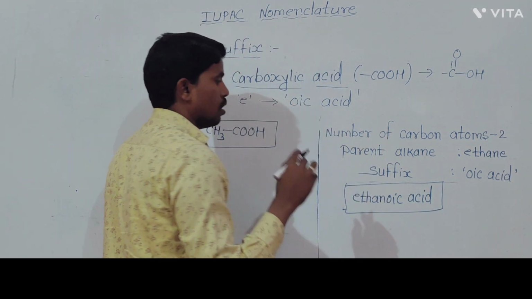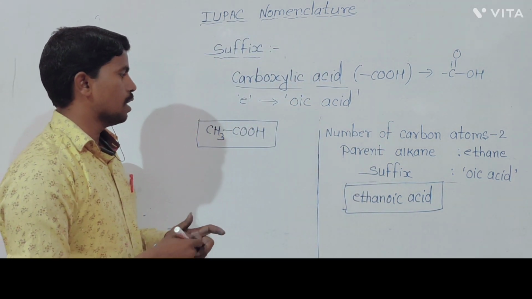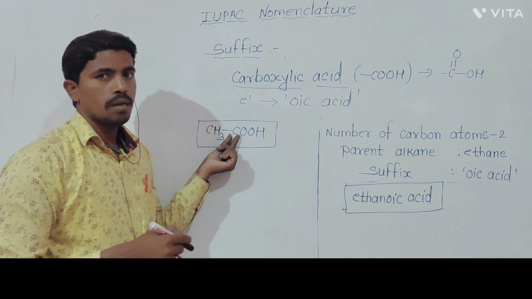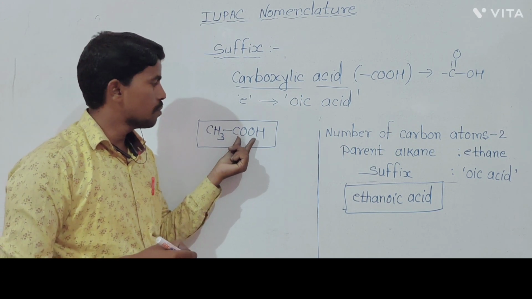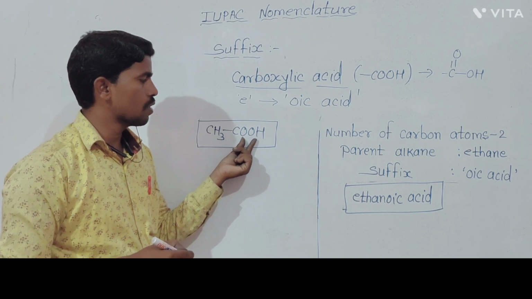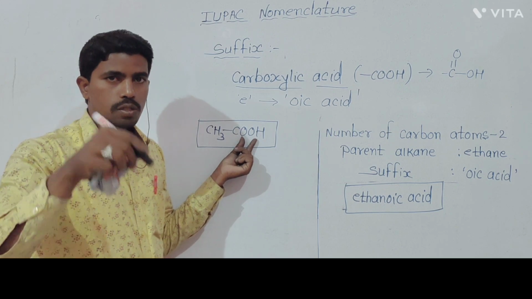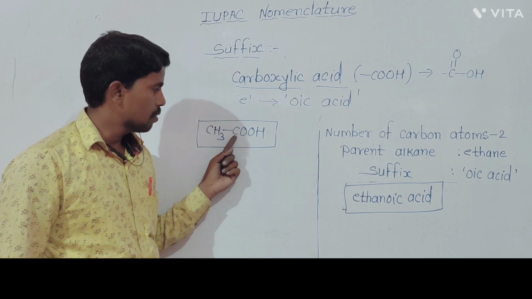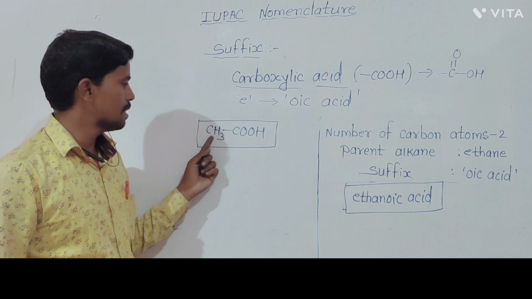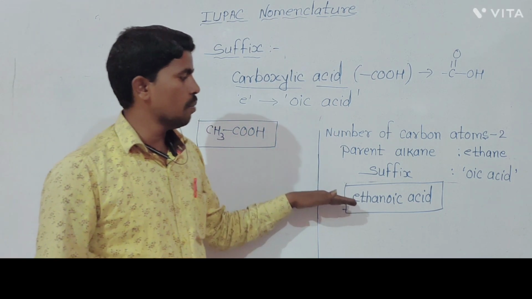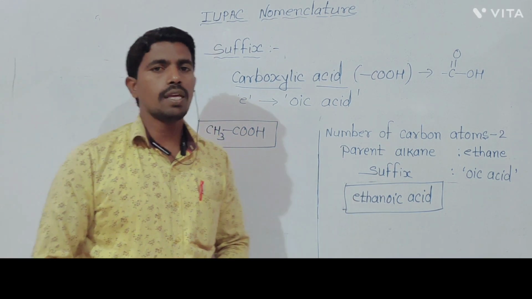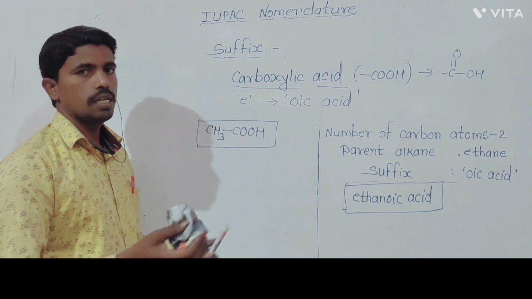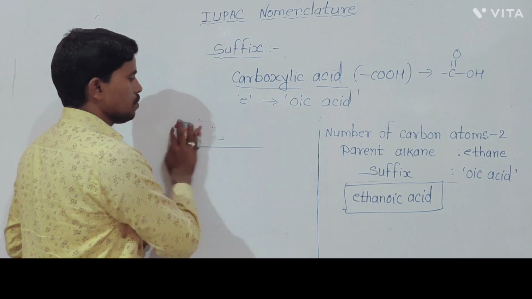And we should start numbering from the carbon atom which is closest to the substituent or which is closest to this functional group. We should start numbering from this carbon. This first carbon, second carbon. Therefore, the name of the given compound becomes ethanoic acid. We will see the next example.